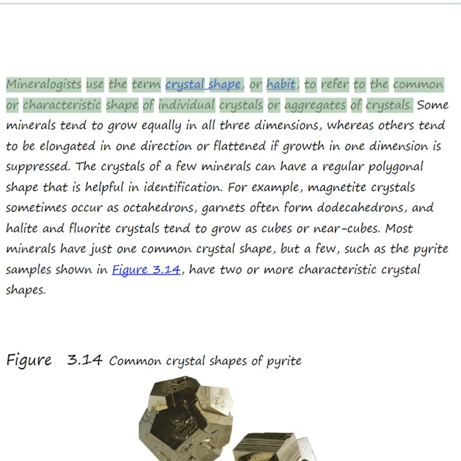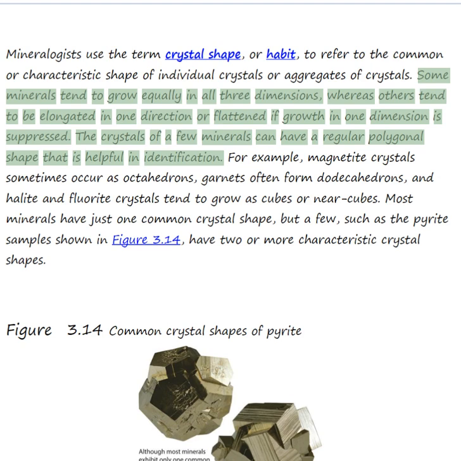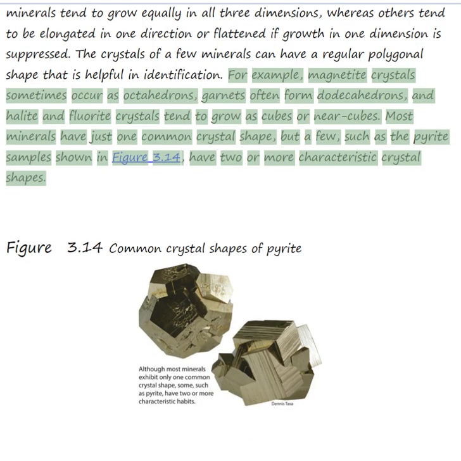Mineralogists use the term crystal shape, or habit, to refer to the common or characteristic shape of individual crystals or aggregates of crystals. Some minerals tend to grow equally in all three dimensions, whereas others tend to be elongated in one direction or flattened if growth in one dimension is suppressed. The crystals of a few minerals can have a regular polygonal shape that is helpful in identification. For example, magnetite crystals sometimes occur as octahedrons, garnets often form dodecahedrons, and halite and fluorite crystals tend to grow as cubes or near cubes.